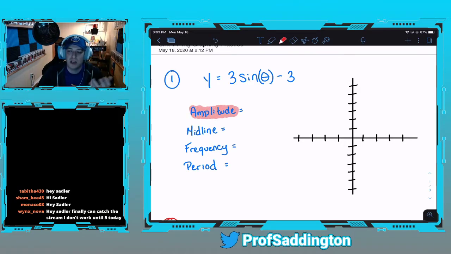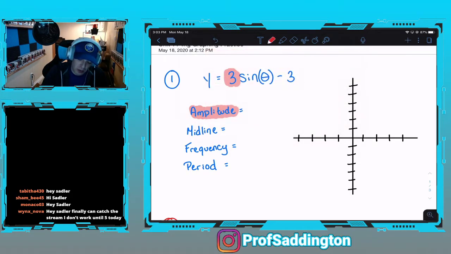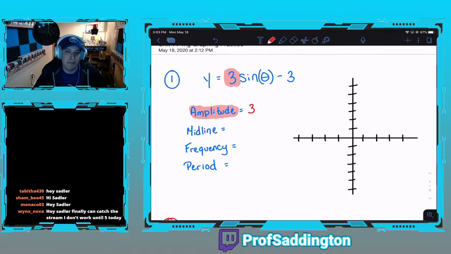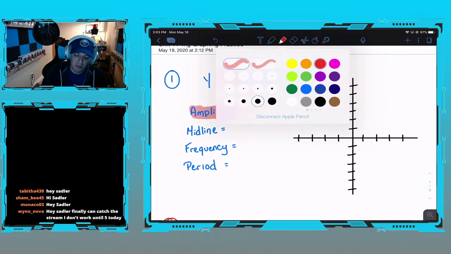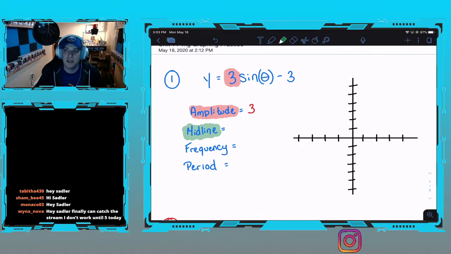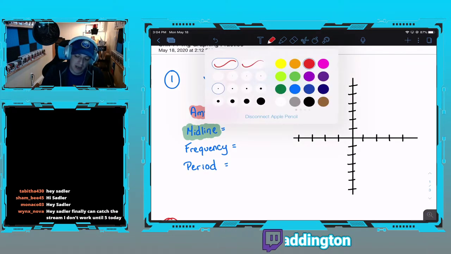And the amplitude can always be found at the beginning of the function. So in this case, our amplitude is just going to be 3. In my opinion, amplitude and midline are the two easiest to find when you're working with trig functions. So we did the amplitude. Next one is midline. And in this case, the midline can be found at the end of the function. It's whatever you're adding or subtracting on. So this is going to be at -3.